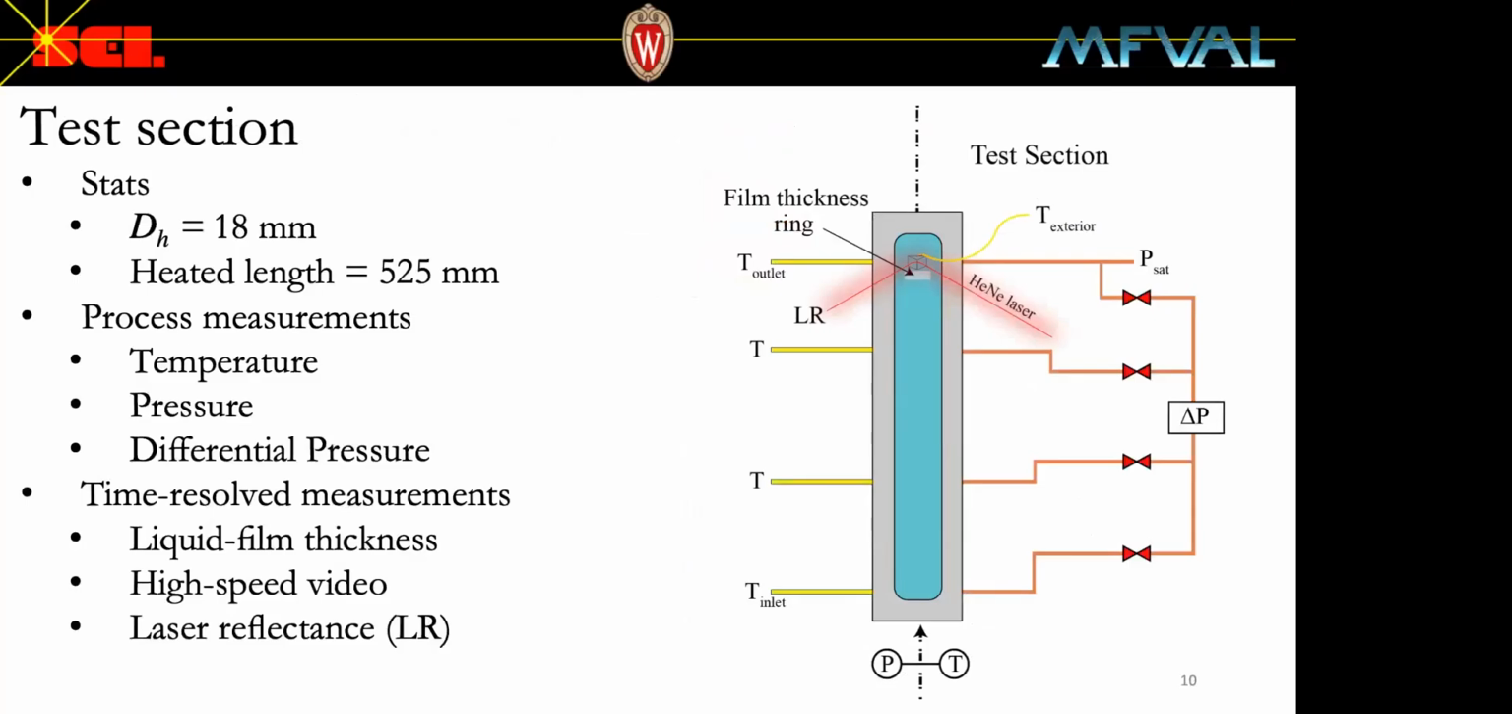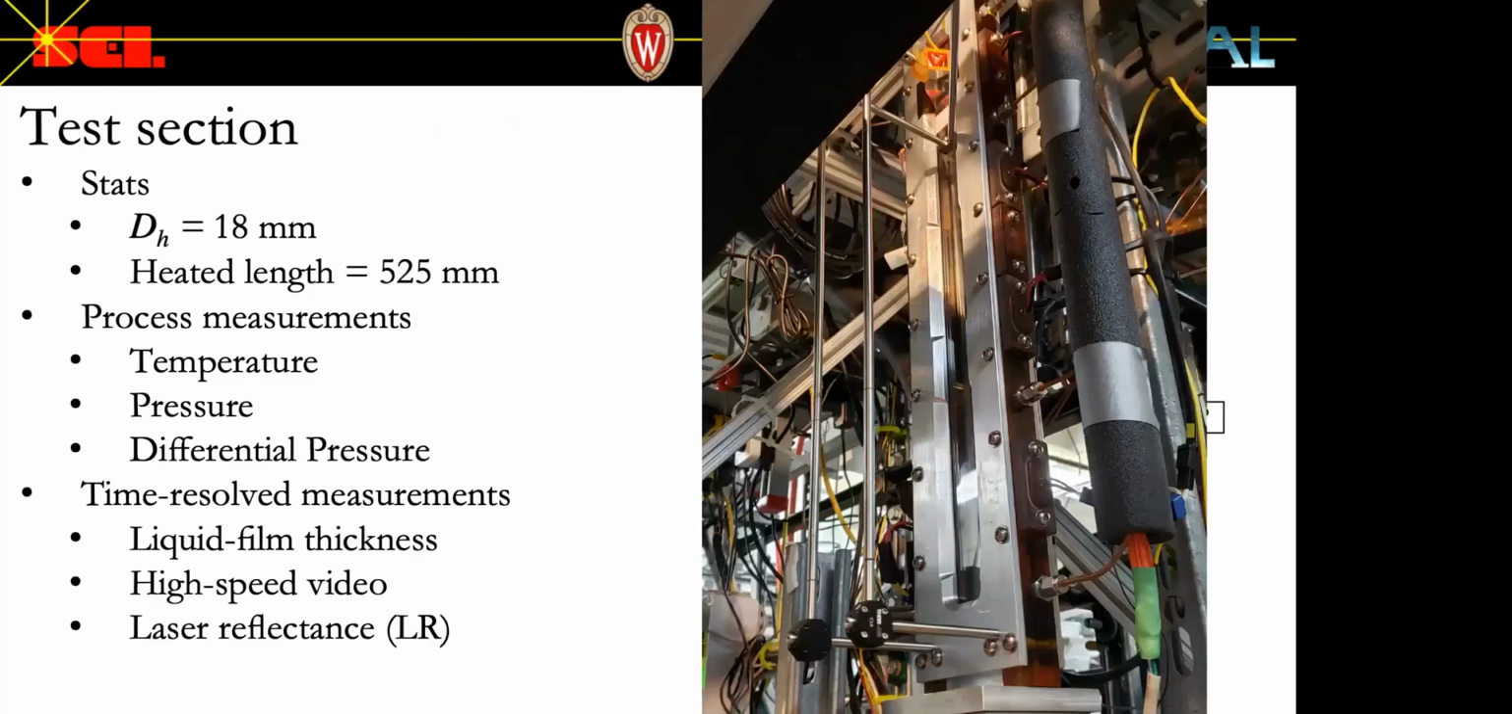So next for the actual test section itself, it's illustrated here on the right. The test section consists of an Ultem plastic frame, aluminum plates, and glass windows. And the glass windows are coated with a conductive oxide coating. An electrical current is applied to the conductive coating, allowing for the inner wall of the test section to be heated. So here's an actual picture of the apparatus taken from underneath the optical setup. The flow channel cross-section is 36 millimeters by 12 millimeters, which provides a hydraulic diameter of 18 millimeters, and the heated length of the test section is equal to the length of the windows, which is 525 millimeters.